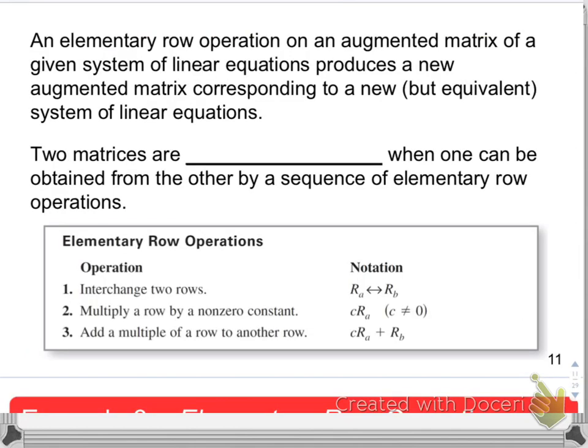Okay, so an elementary row operation on an augmented matrix of a given system of linear equations produces a new augmented matrix corresponding to a new but equivalent system of linear equations. So this is really what we've been doing. Now we're using mathematical symbols and matrices to simplify our lives, okay?